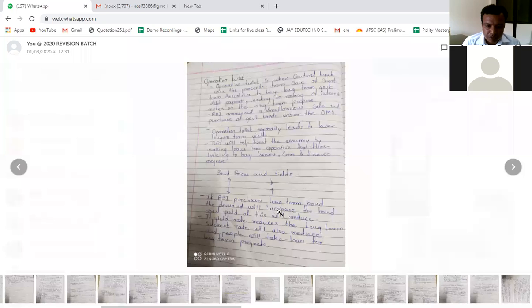Okay, so next is that the RBI purchases long-term bonds. The demand for the bond will increase and its yield will reduce. When the yield rate reduces, the long-term interest rate will also reduce, and people will take loans for long-term projects. That is the consequence of Operation Twist.